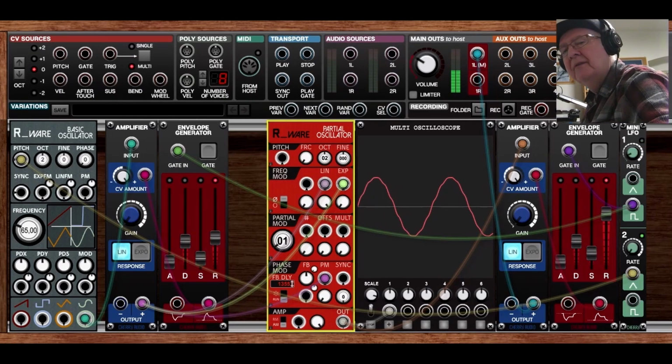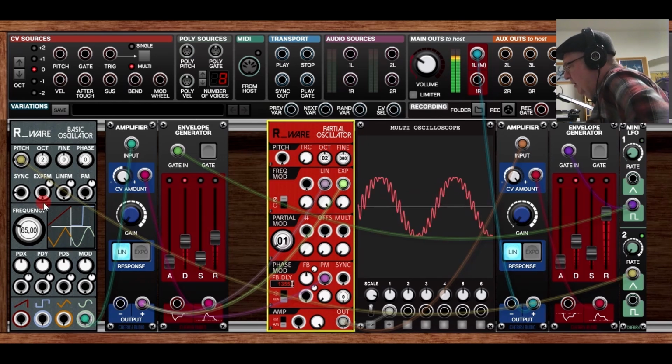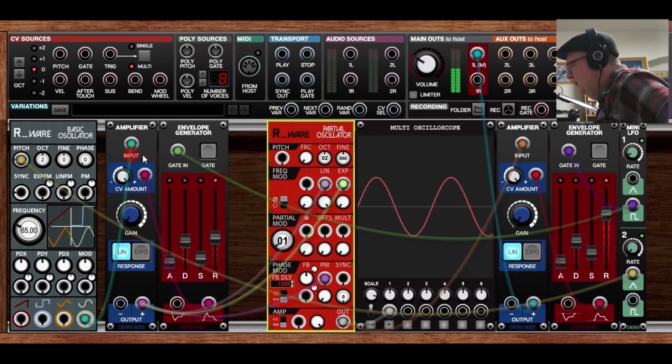Now I implement a second envelope VCA couple here to modulate the modulation strength, and let me mess around with the adjustments for a while.